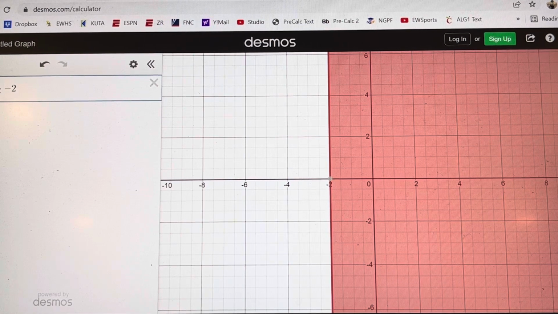So that's how you graph the most basic linear inequalities. In the second part, we're going to go over when we have two variables, x and y both. So this is the end of part 1.